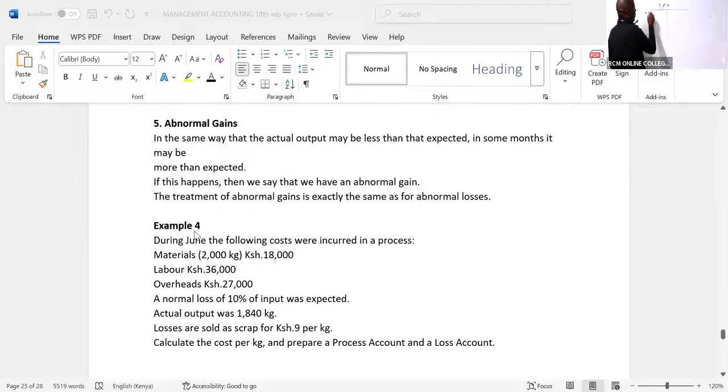So I can see input in the form of materials. The input there is 2000 kgs. And then, ladies and gentlemen, I go to the other side, I can see a normal loss of 10%. So I'm able to see a normal loss of 10% of 2000, which gives me 200. And then I can see an actual output of 1840. So, and that is it. So go ahead and do your balancing figure.